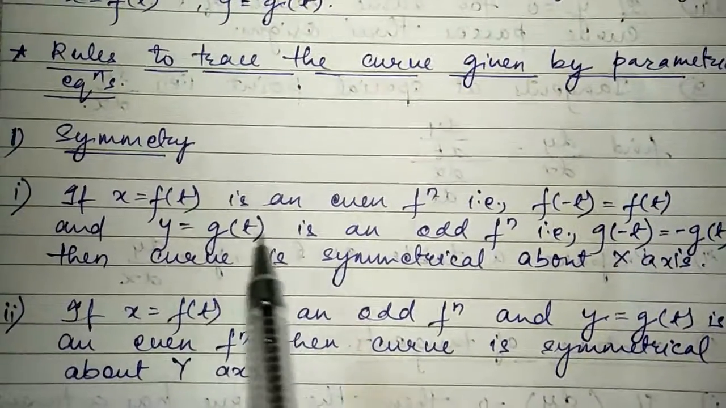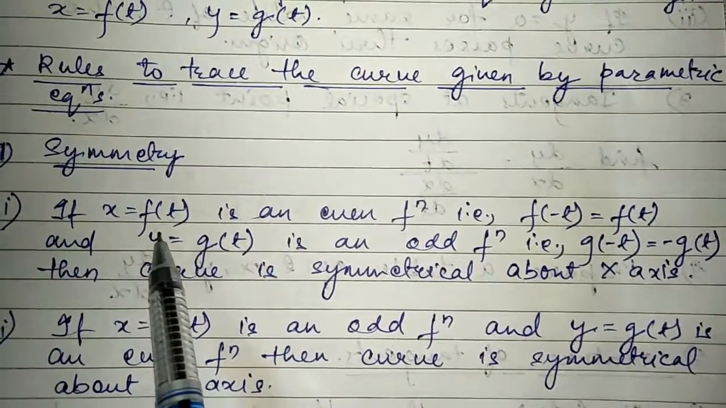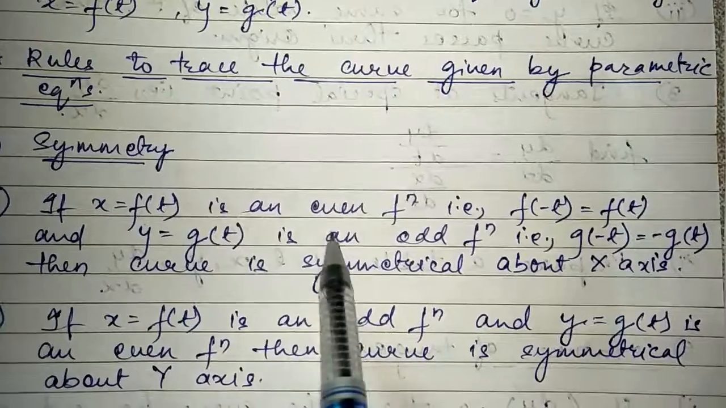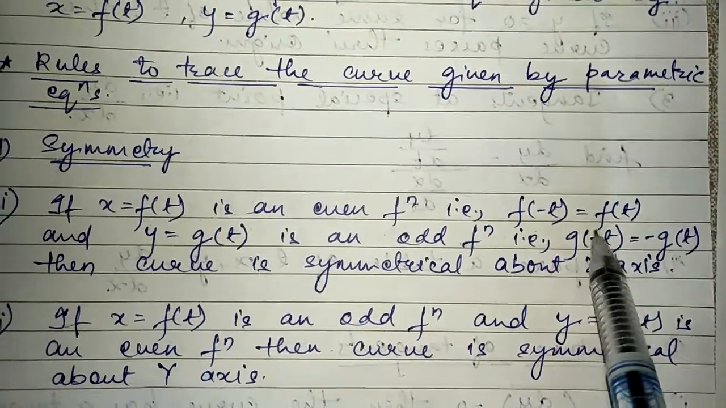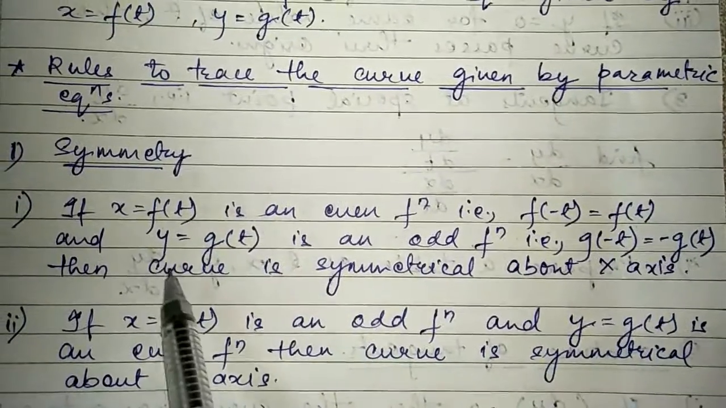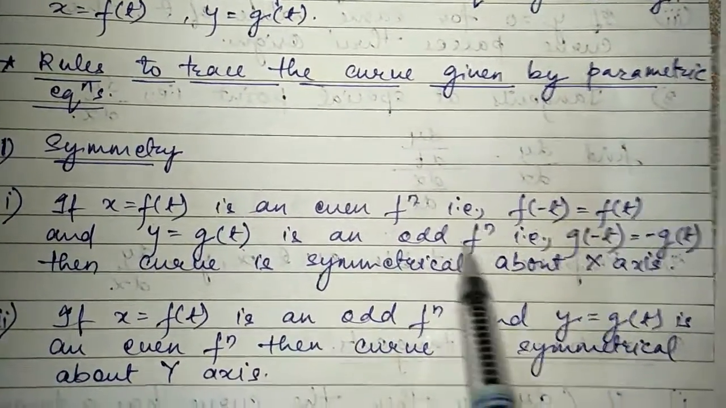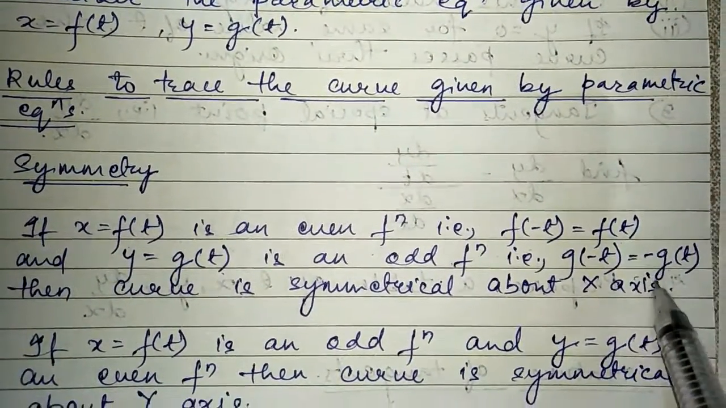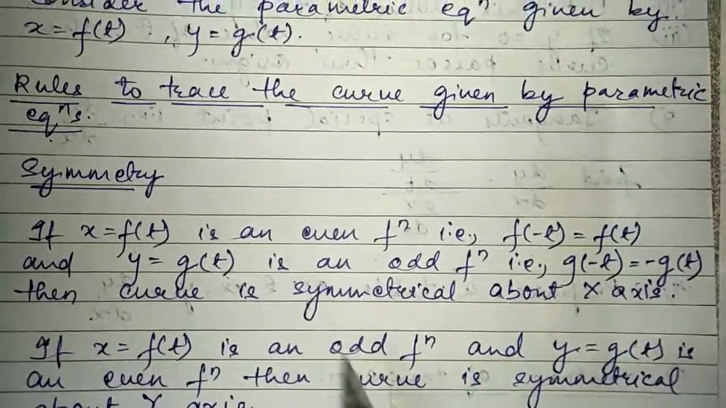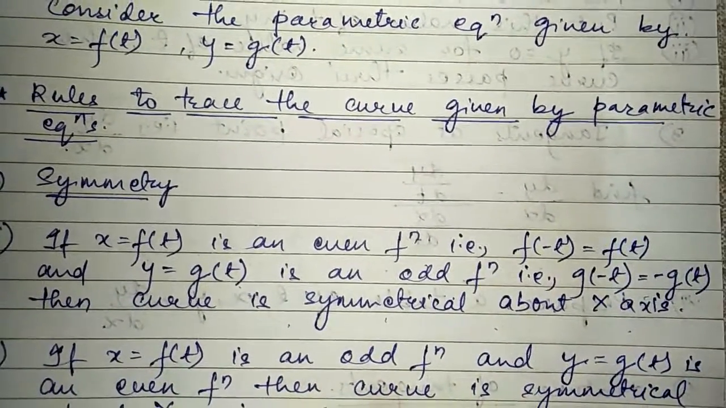The first point is symmetry. Now if x is f of t, an even function, that is f of minus t is equal to f of t, and y is equal to g of t, an odd function, that is g of minus t is equal to minus g of t, then the curve is symmetrical about the x-axis.